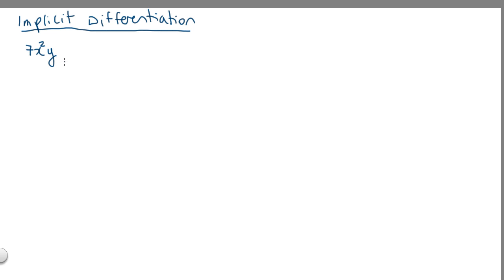In this video, we're going to take a look at implicit differentiation. Let's start with an equation that involves both x and y. For example, 7x squared y plus (y squared plus x) all cubed is equal to x to the fifth. In this case, we would say that y is an implicit function of x.